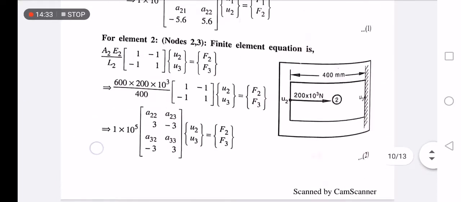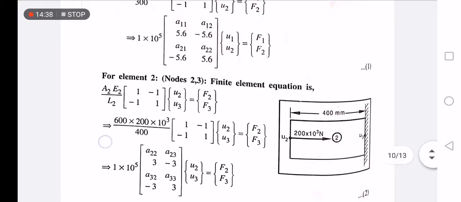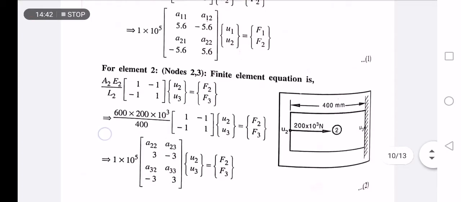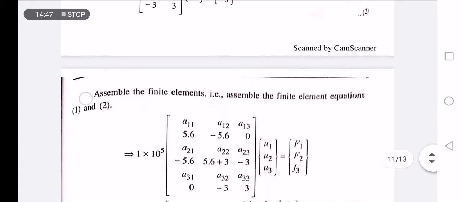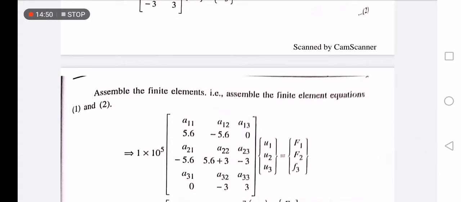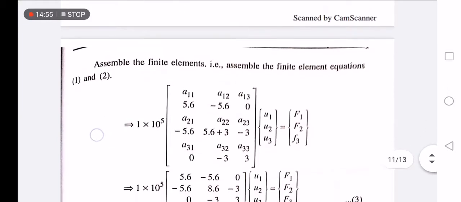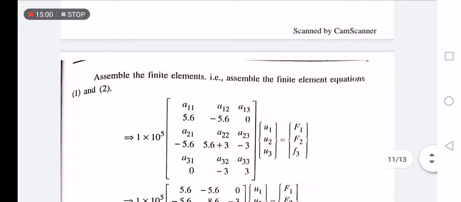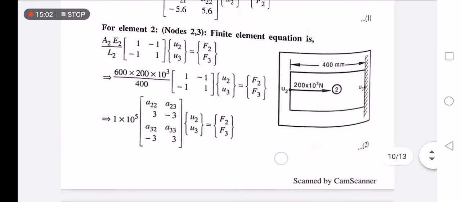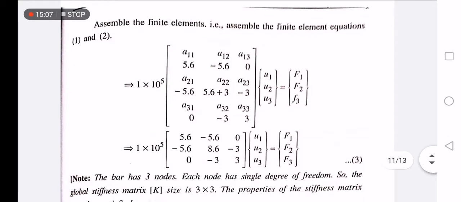While assembling the equation, you can see A11, A12, A21, A22: 5.6, minus 5.6, minus 5.6, 5.6. And in element 2, you can see 3, minus 3, minus 3 and 3. When you assemble it at A22, you will get 5.6 plus 3, isn't it? This is the assembling of two elements, so three-noded, two elements. We will assemble it and we will get the equation.